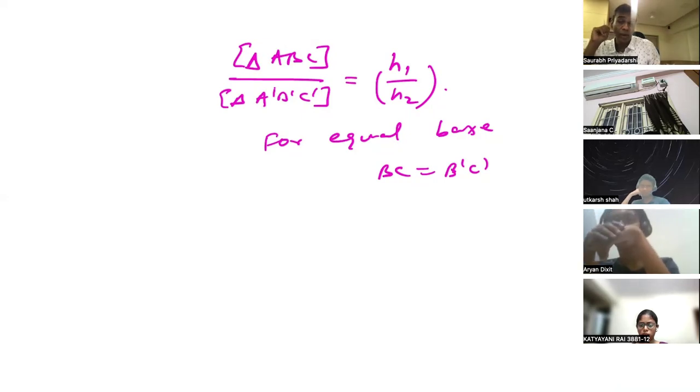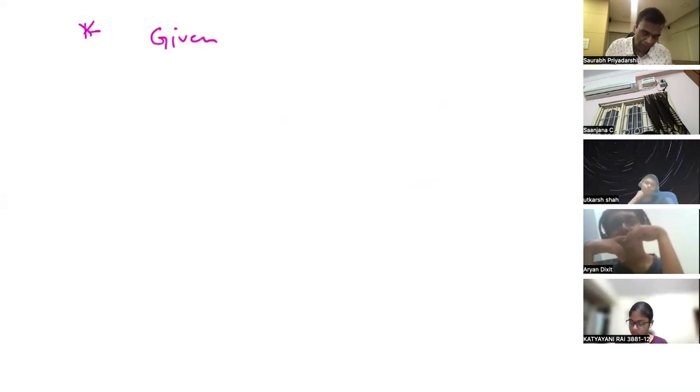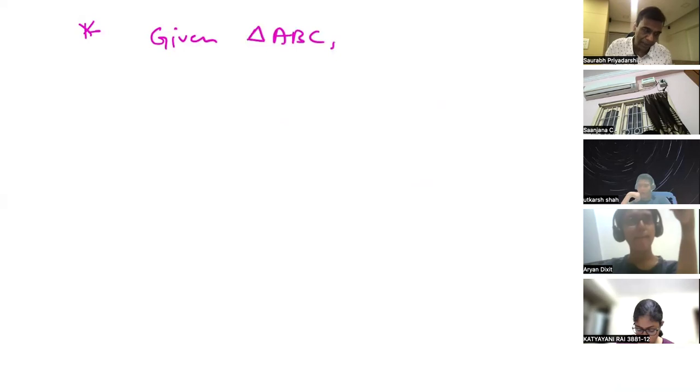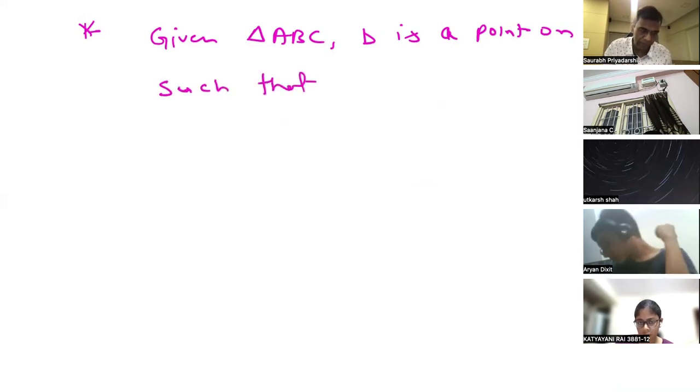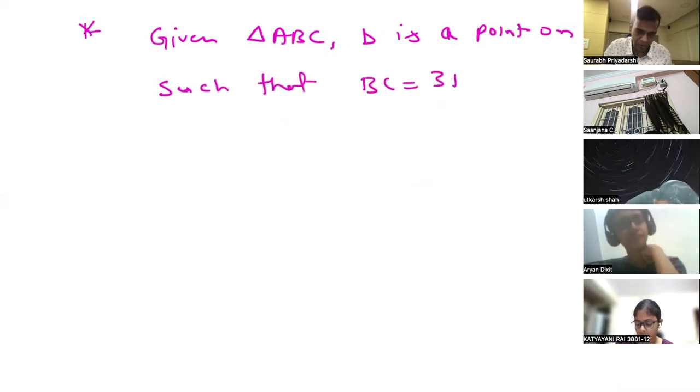But what if you're not getting the symmetric figure? You are getting a figure that is not in symmetric form. So next, again, an important question on the theory part: given triangle ABC, D is a point on BC such that BC is equal to 3 BD.